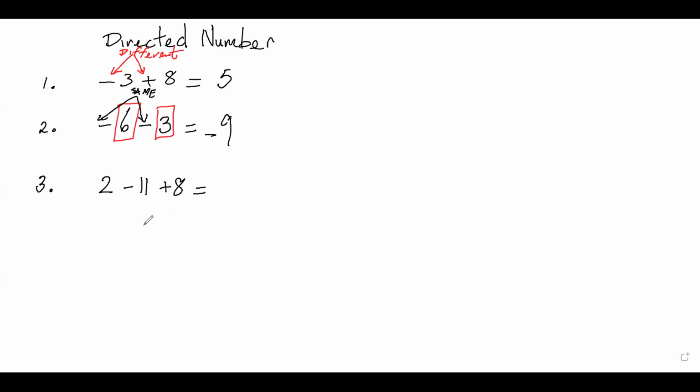All right, let's see who will get this out. Take your time. You work the 2 and 11 first. 2 minus 11, and then your answer, you add it to 8. That's how you're going to work it. You're going to work the 2 and the 11, and then the answer you get, you add it to 8. All right, send your answers in the Zoom chat.